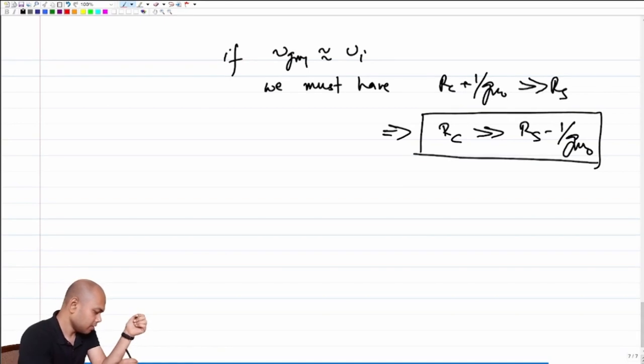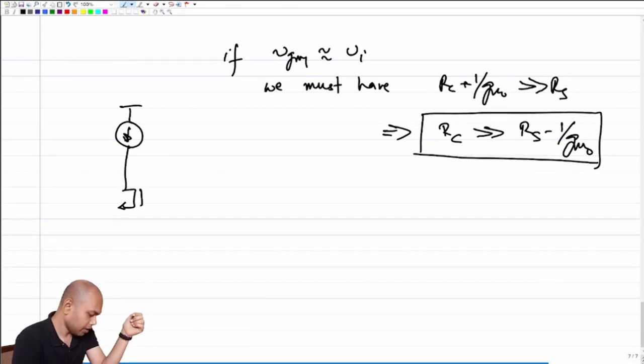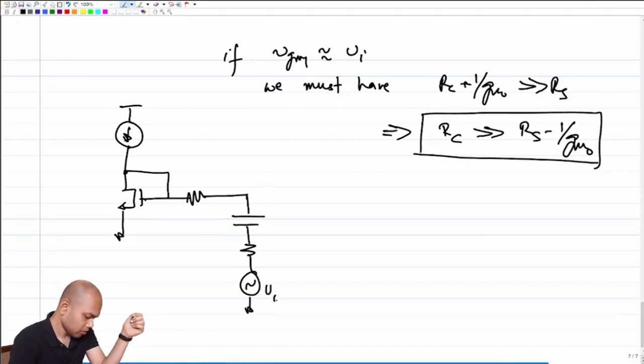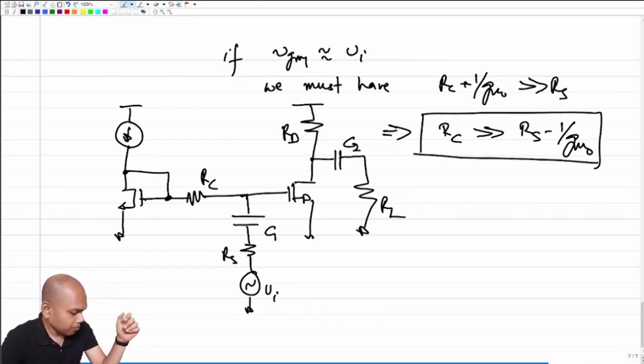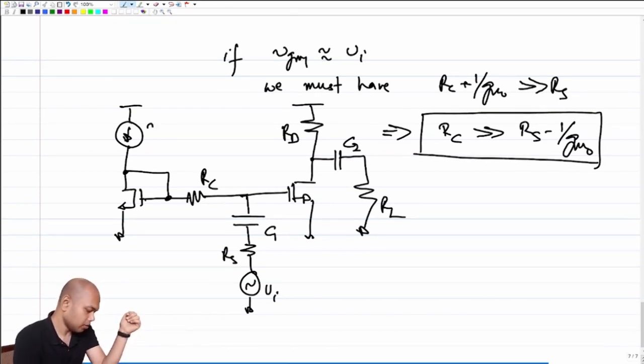So essentially what is the final configuration that we have? A common source amplifier with a current mirror bias becomes, now we can put back the output side also, okay? And by now we know how to choose the values of C1, C2, RC, and so on, right? Okay, let's stop here.